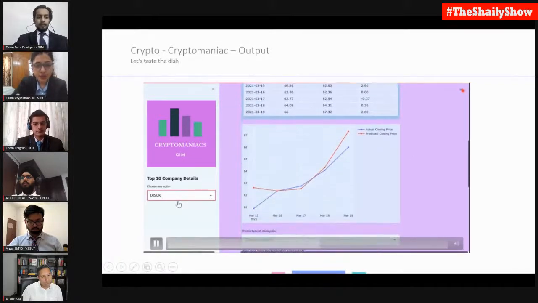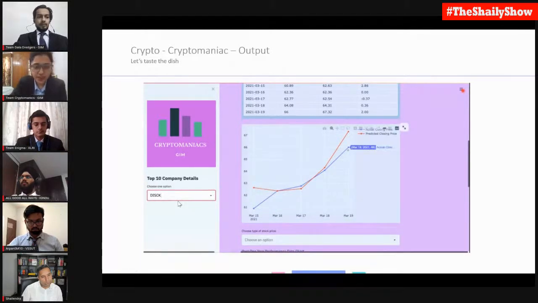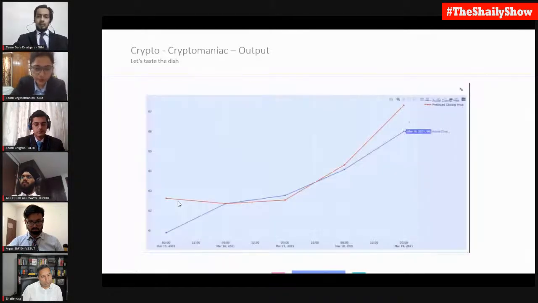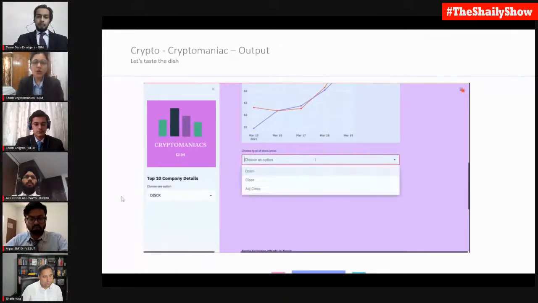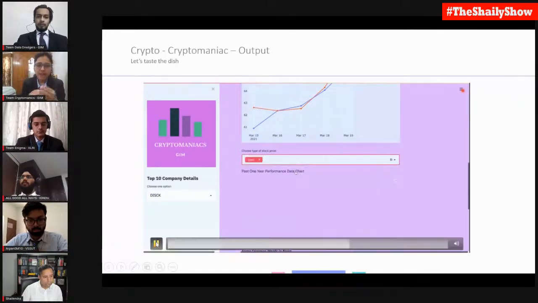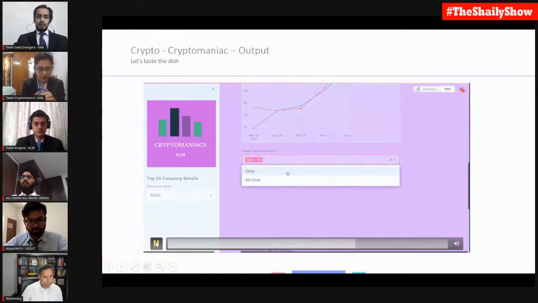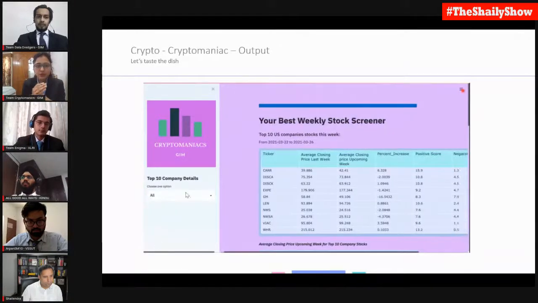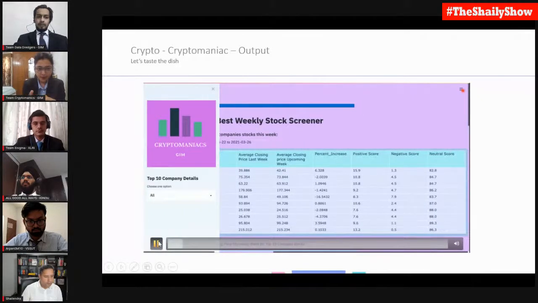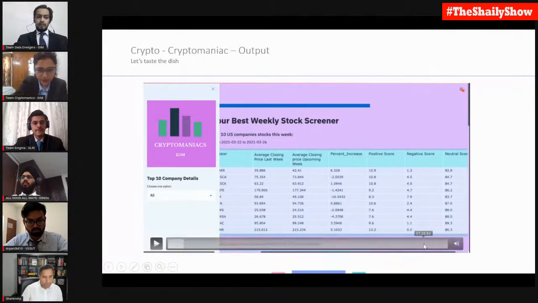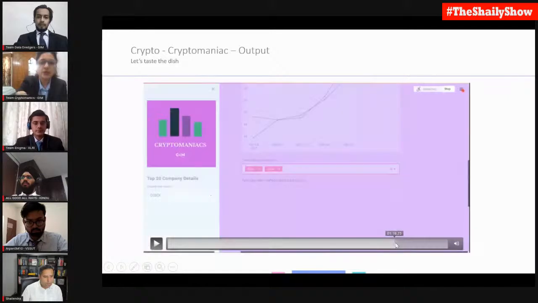The same comparison of the actual and the closing price has been shown in the line graph format for better visualization here. So if we want to see the... Can it start again, actually? No, it won't start. Could you please play over here? Okay, that works.